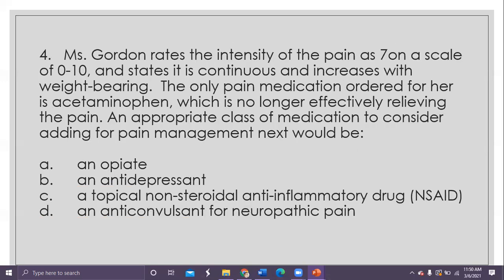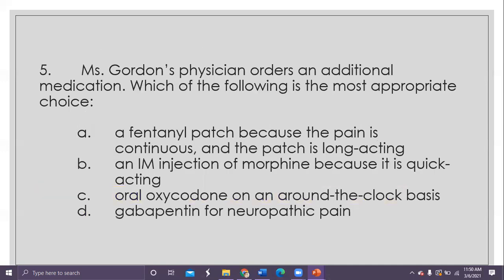Miss Gordon rates the intensity of the pain as 7 on a scale of 0 to 10. She states it is continuous and increases with weight bearing. The only pain medication ordered for her is Tylenol, which is no longer effectively relieving the pain. An appropriate class of med to consider adding for pain medicine is what? Pain management is what? What should we add? NSAIDs, absolutely, to decrease the inflammation, right?